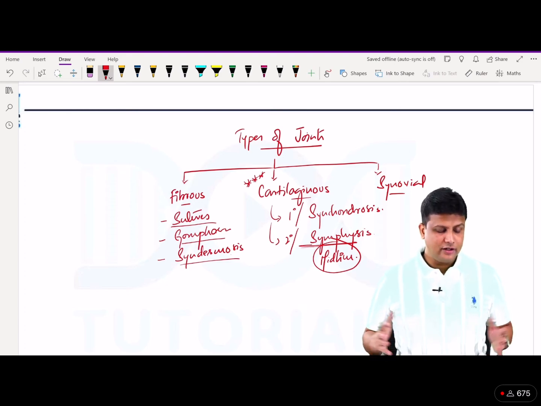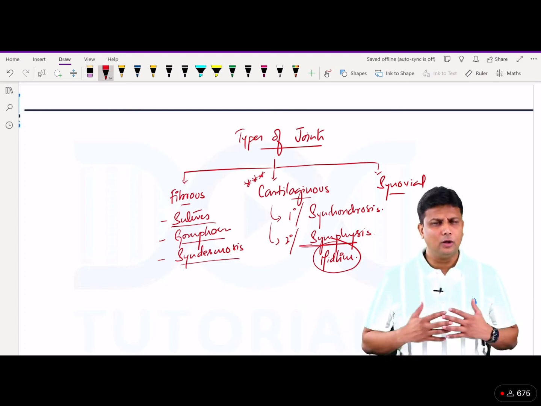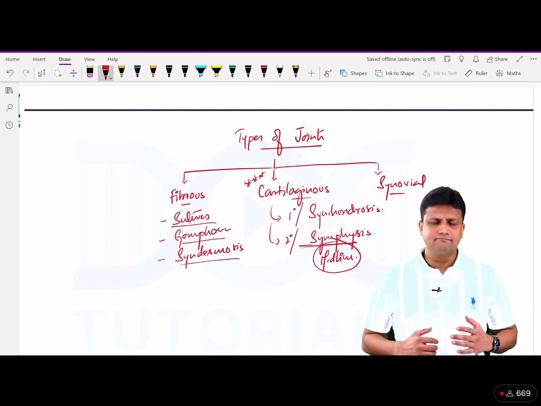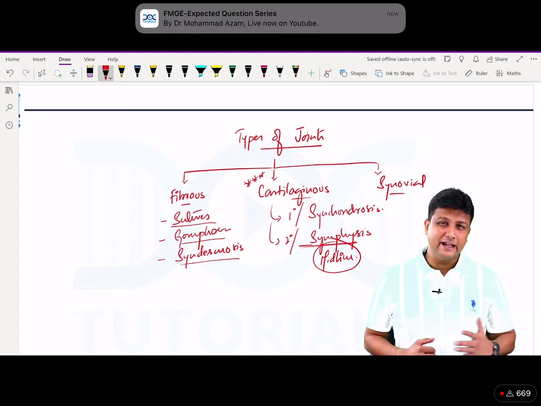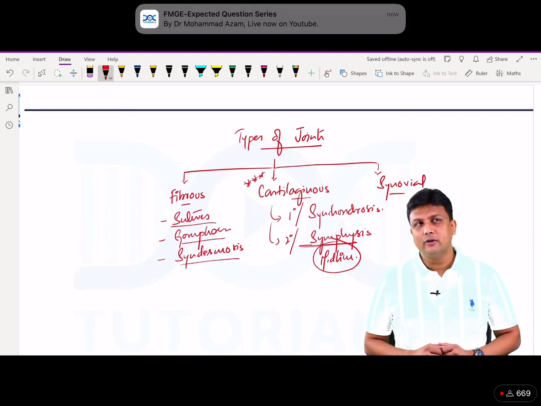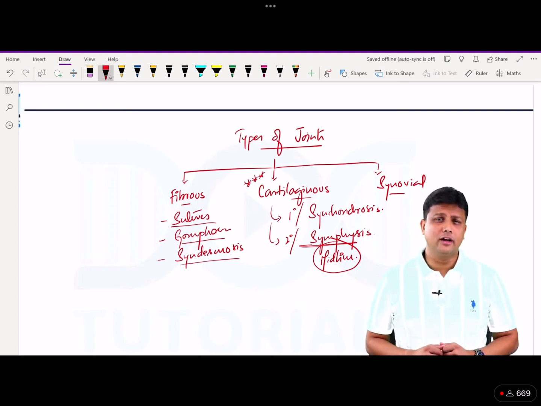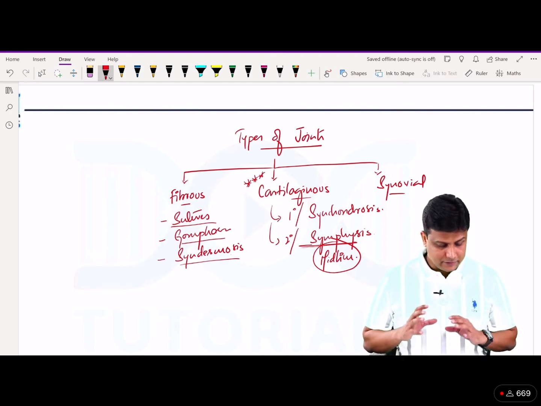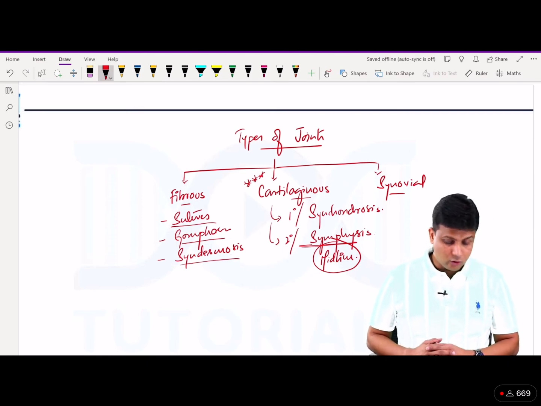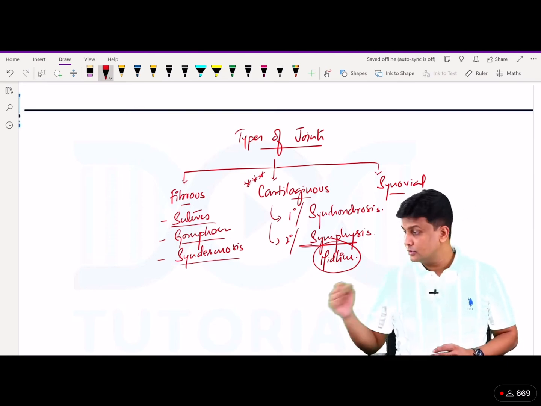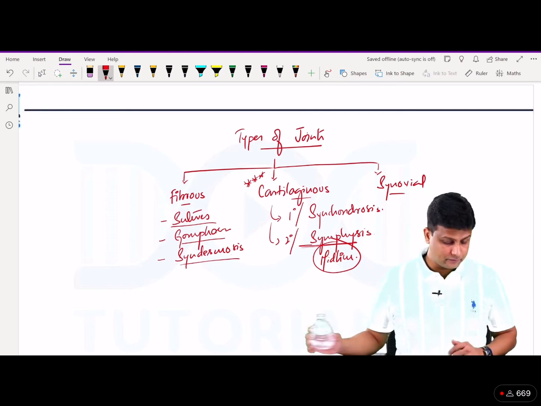And synovial joints are nothing but all the mobile joints. It includes the ball and socket joint, hinge joint, condylar joint, bicondylar joint, plane, pivot, all those joints come under the synovial category. So this is the simple way you have to remember, guys. Mohammed Rayan, gomphosis will be between the tooth and the socket.